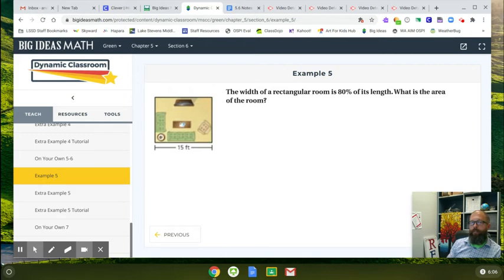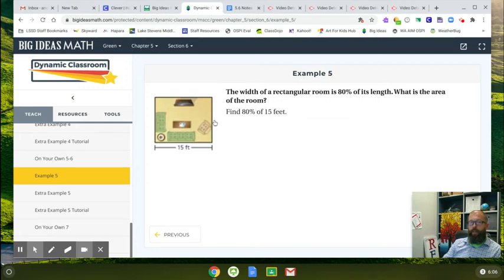So not only do we have to find the width, right? We have to find the area. And in order to find the area, we need to find the width and multiply it times the length. So a lot of steps here. So what do we know? We know that we need to find 80%.